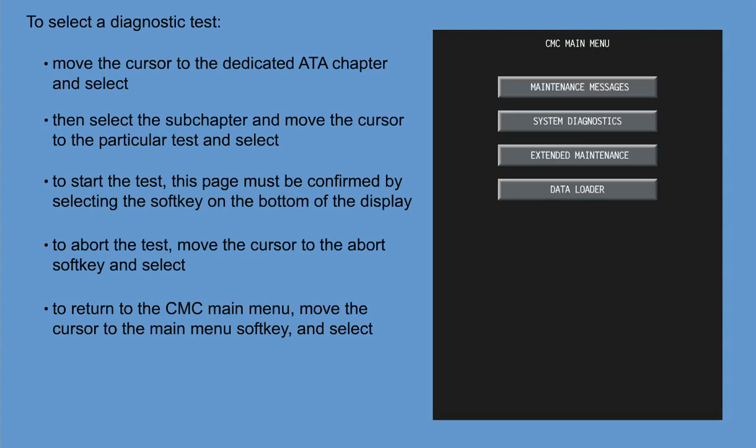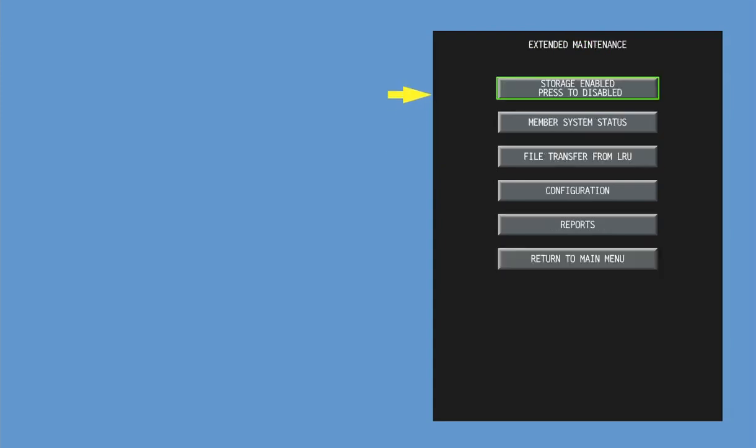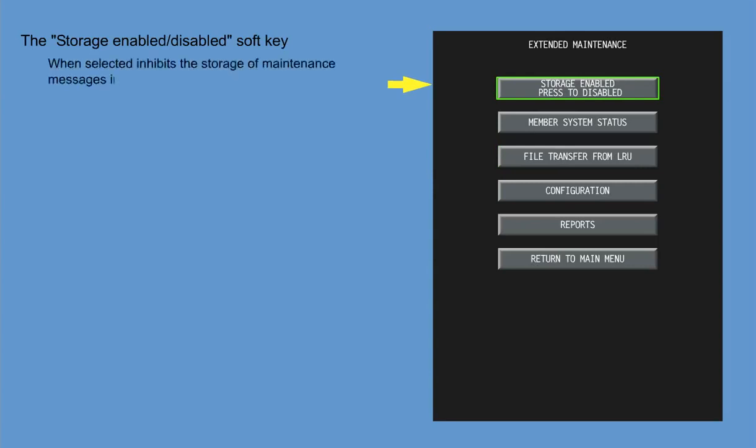Extended Maintenance soft key, the following soft keys will pop up. The Storage Enabled/Disabled soft key, when selected, inhibits the storage of maintenance messages in the fault history database. This function is normally used during aircraft maintenance. Selection of this key is indicated by the text "Working" inside the label, and changes into "Storage Disabled, Press to Enable" when the process is completed. In order to re-enable storage, the soft key must be selected again.